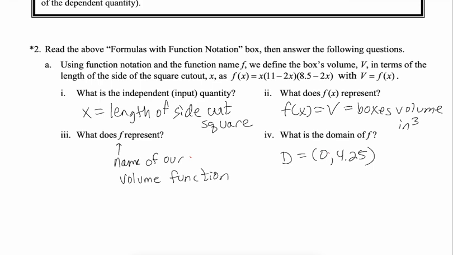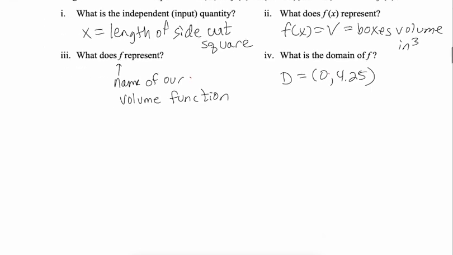So 0 doesn't work, 4.25 doesn't work. Remember, an interval is all the values in between. It's not a point. I can go anything to the right of 0 and stop just before I hit 4.25. So 4.244, 4.25555, stuff like that, okay? Okay, so that's domain. We're going to talk about domain more and more, so don't fret.